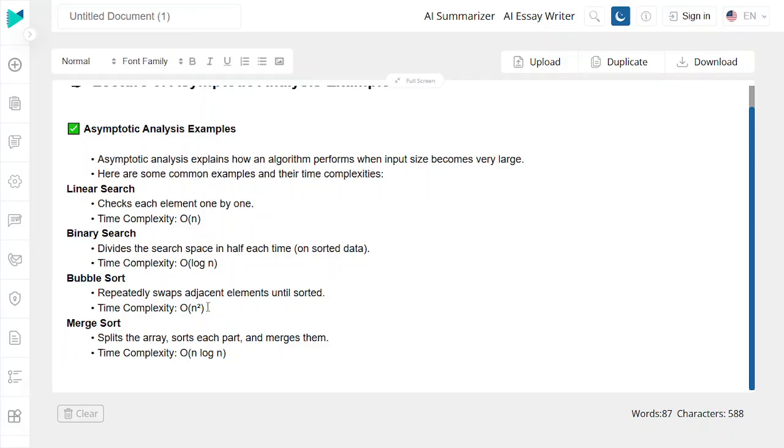It goes forward again and swaps elements again until the adjacent elements all become sorted. The time complexity for bubble sort is O of n square, and merge sort splits the array, sorts each part and merges them. The time complexity is O of n log n, and this is why it is able to sort the elements by splitting them into parts, sorting them and merging them. This way, the time complexity is reduced to n log n.